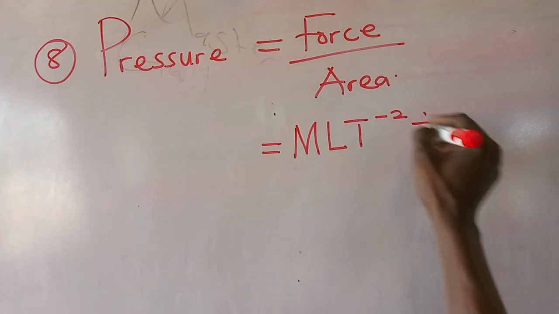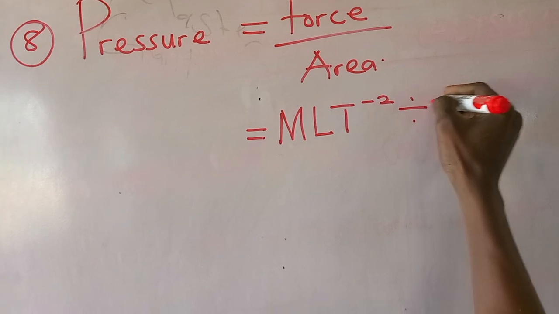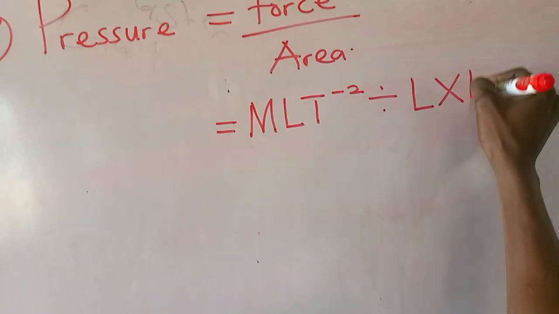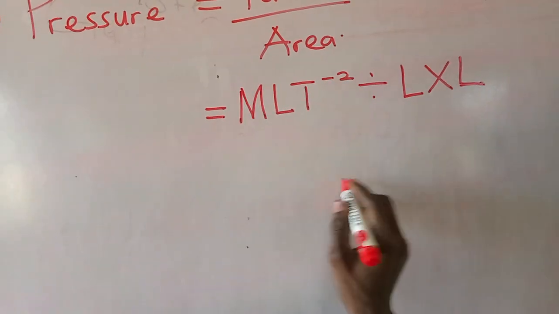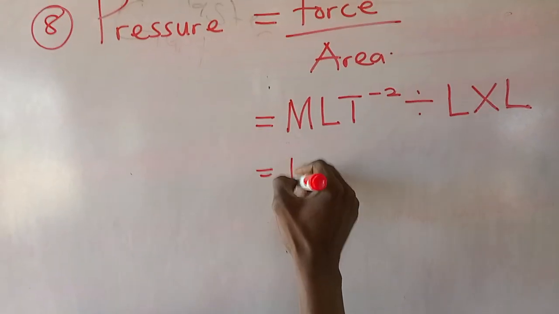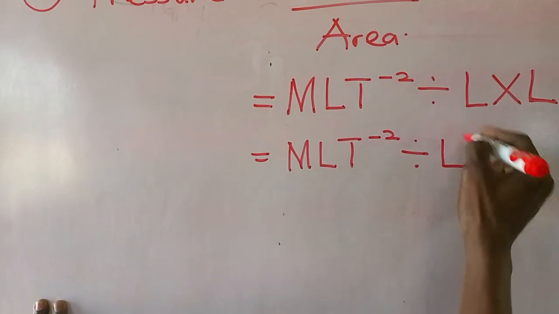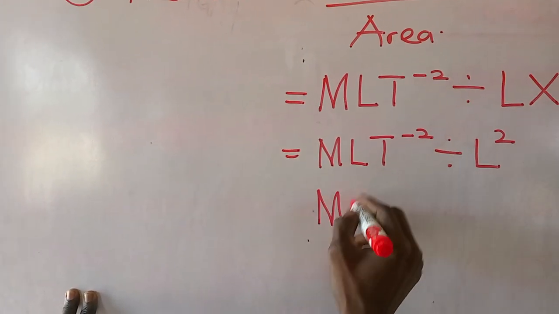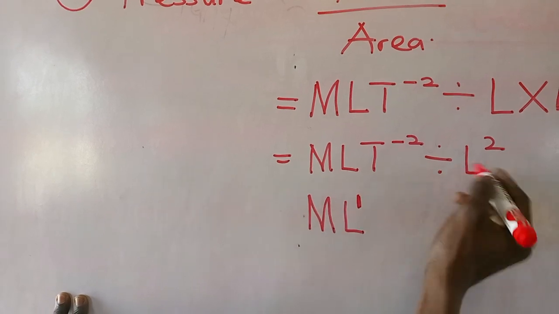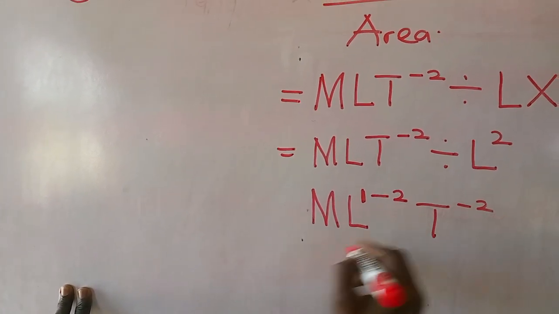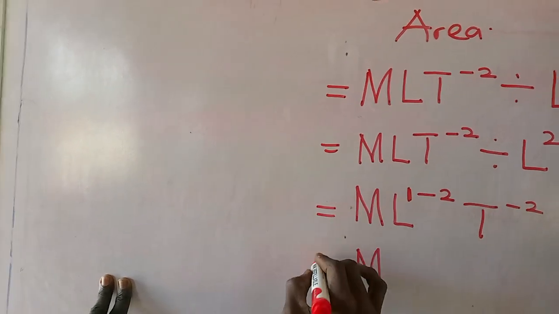Now, divided by area, which is length times breadth. Breadth is also a form of length. That's length. So that's MLT raised to power minus 2 divided by L^2. That will be M, L to the 1 divided by L^2, that will be minus 1, T raised to power minus 2. ML^-1 T^-2.